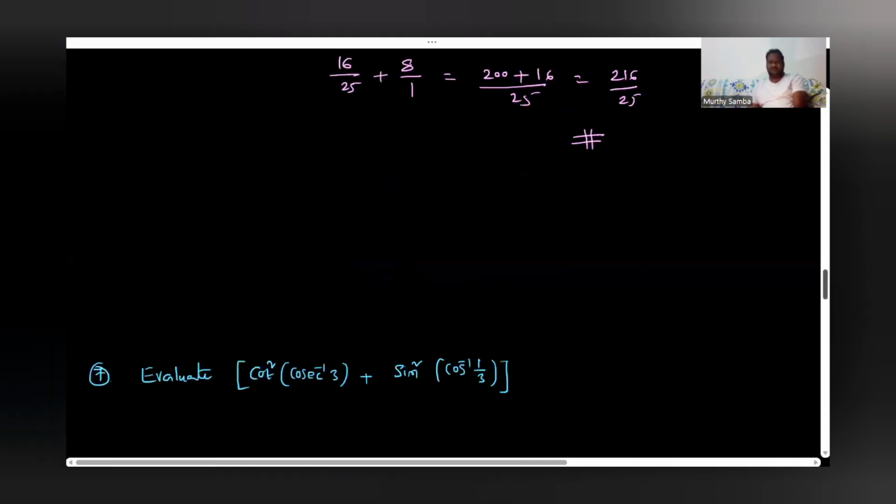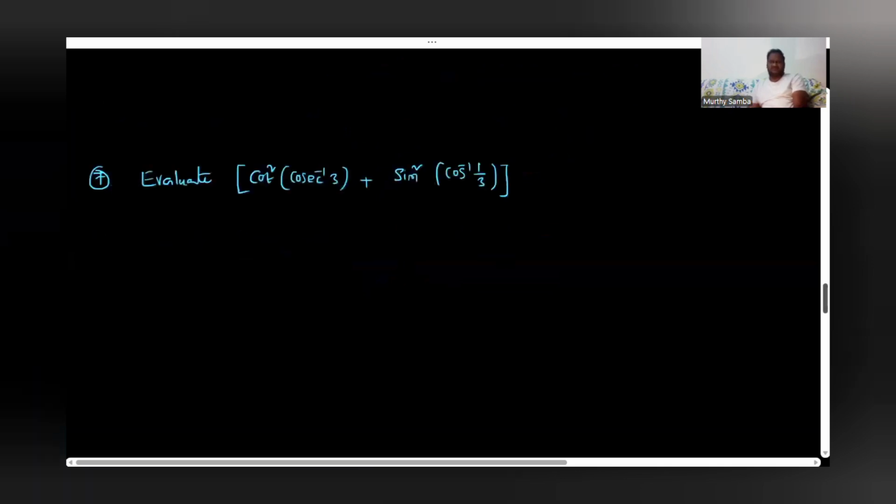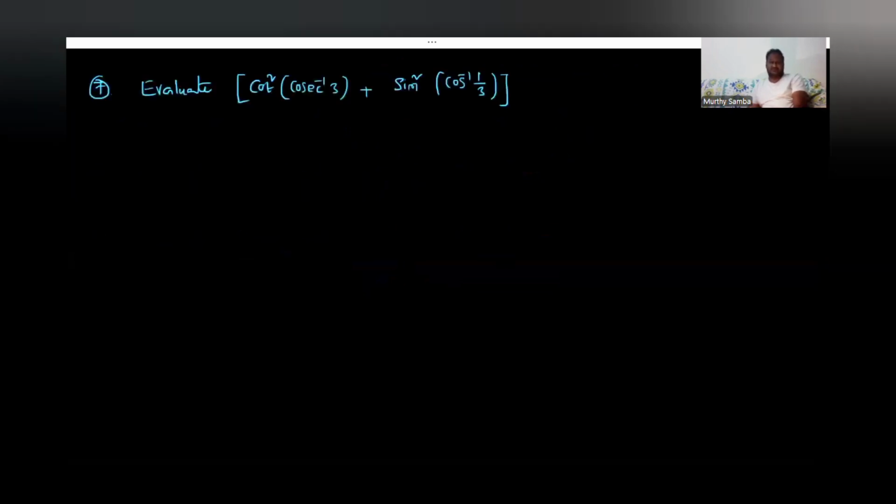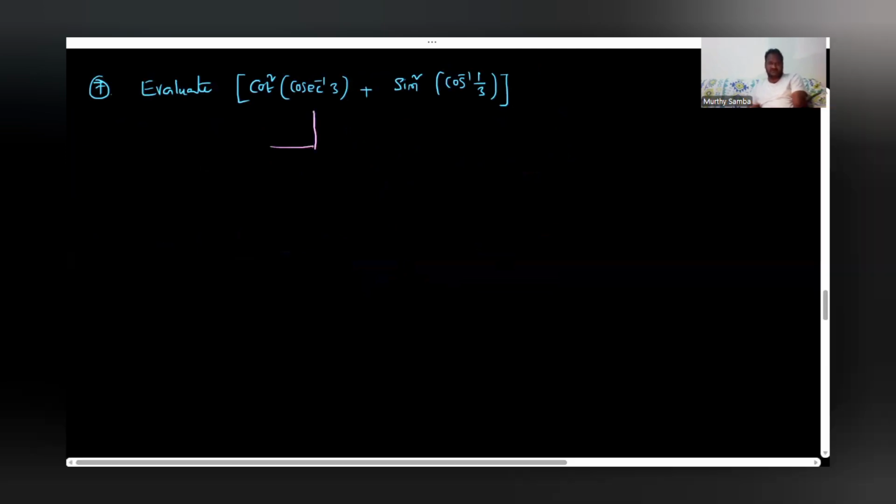Coming to the seventh problem. This is also just similar to the previous one, right? So many number of times it was given. Cot square cosecant inverse 3. So cosecant inverse 3 means 3 divided by 1. This is the angle. Cosecant means hypotenuse by side opposite. So 3 square is 9 minus 1 equal to 8. So this is going to be root 8.